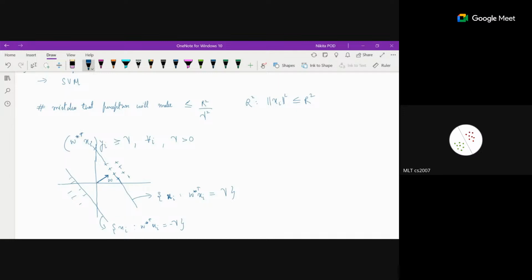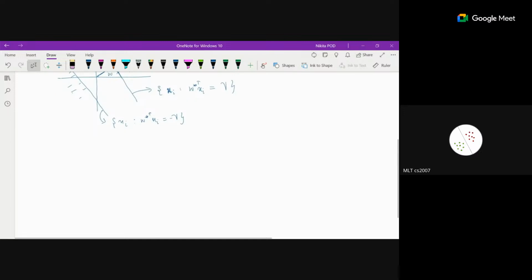Now the question is, how do we check how good my W star is? Whatever solution you got from the perceptron algorithm, how do you check its quality? For that, again we will draw the same kind of picture.